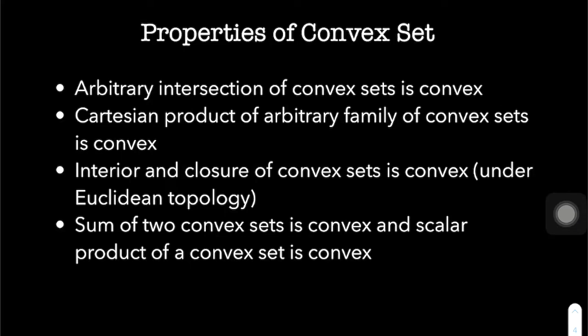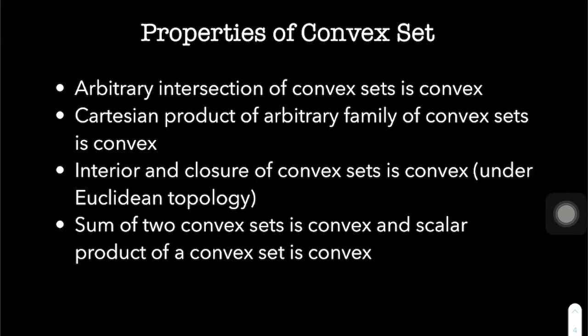In this video, we are going to talk about some of the properties of convex sets. I'm going to talk about 4 properties here. The first one is: arbitrary intersection of convex sets is convex. Then, Cartesian product of an arbitrary family of convex sets is convex. Interior and closure of a convex set is convex under the Euclidean topology. And lastly, sum of 2 convex sets is convex and scalar product of a convex set is convex.